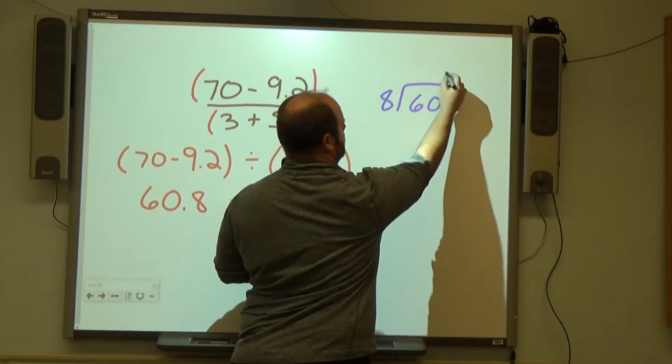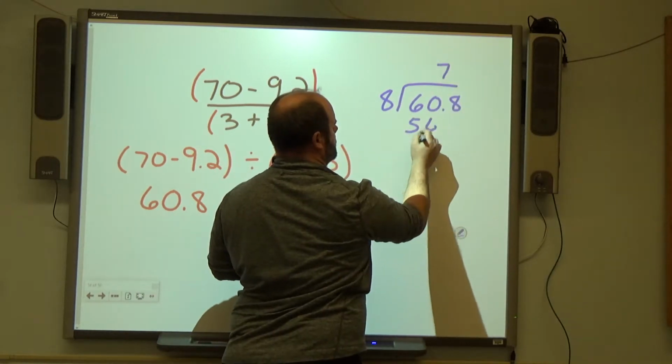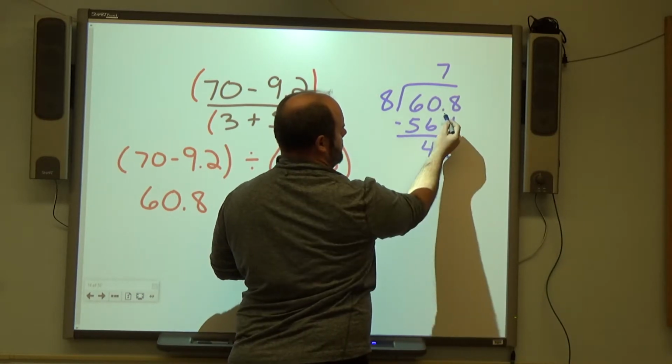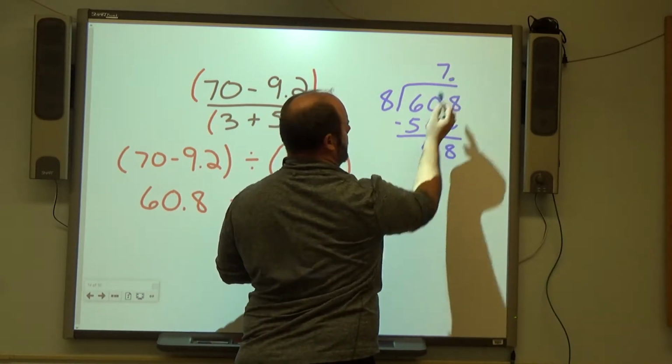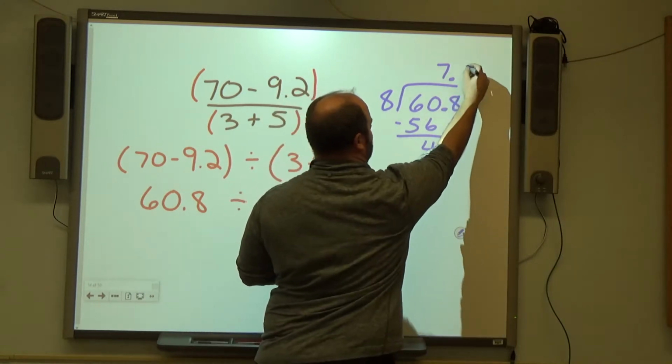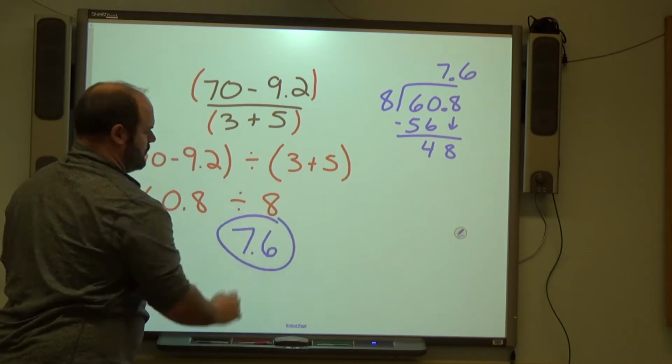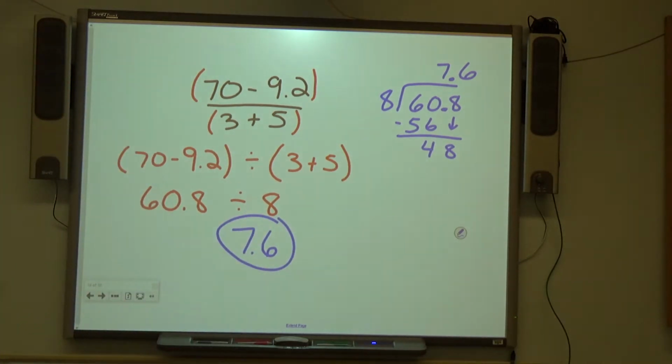8 goes into 60 7 times. Subtract going down. Bring down the 8. Remember, your decimal point goes straight up. 8 goes into 48 6 times. And so your final answer is 7.6. If you need to pause the video to copy this down, go ahead.